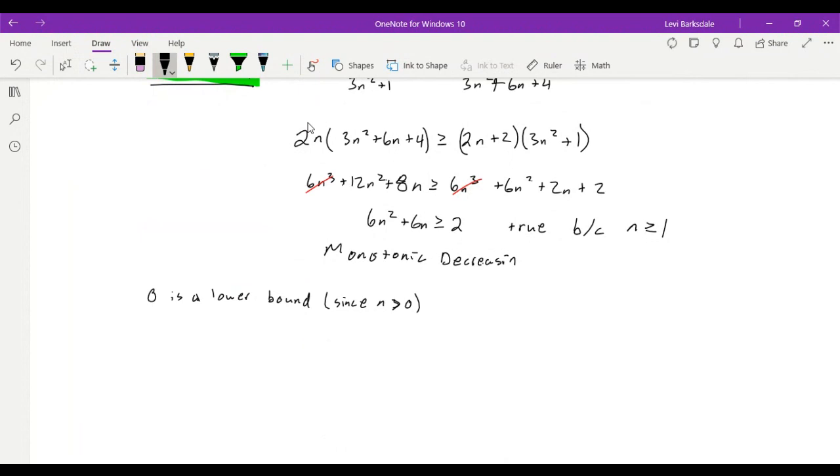Now we need to find an upper bound. Well, we also know that our sequence is monotonic decreasing. What that tells us is every term is smaller than the one that came before it. So that means that our largest term should be our first one.